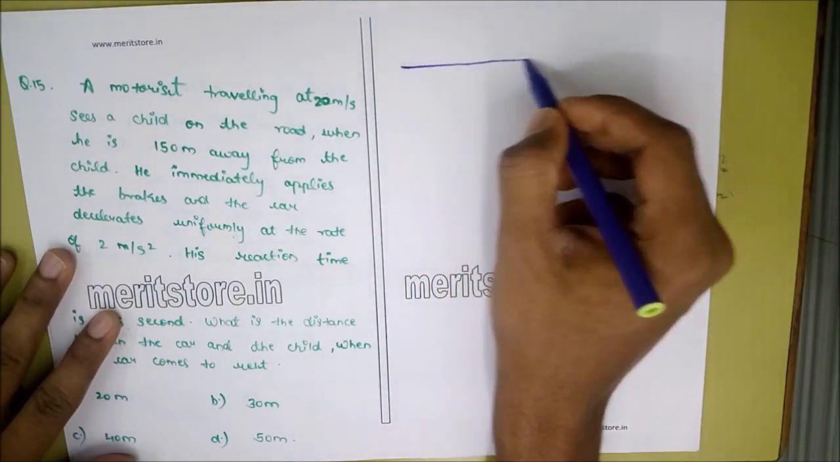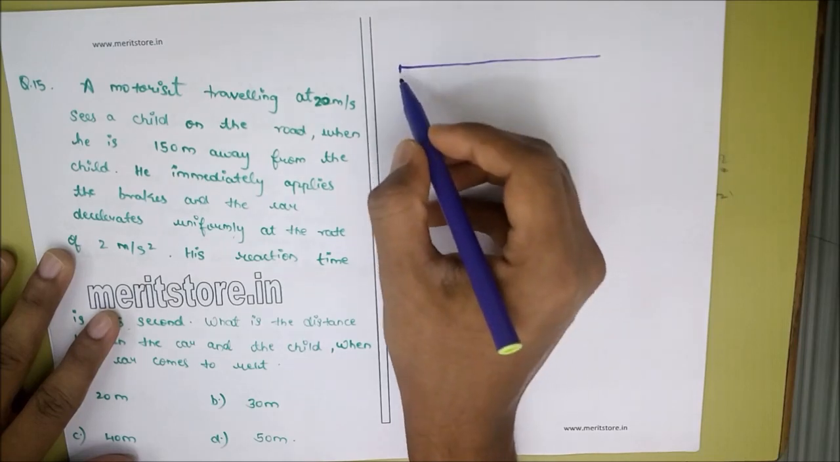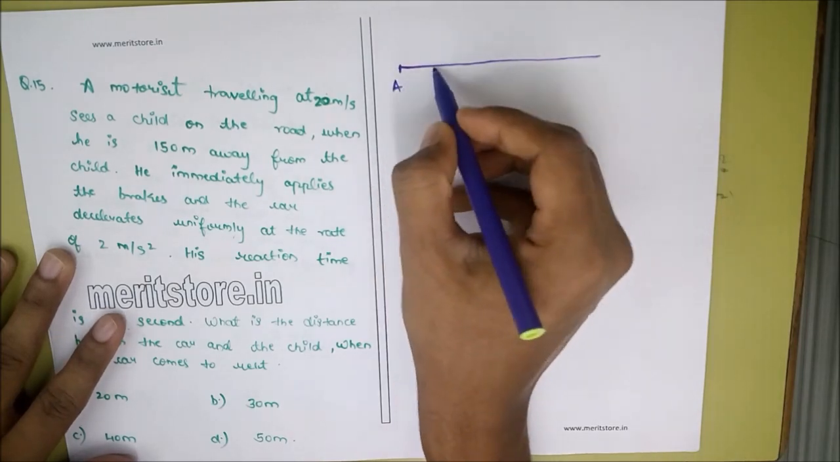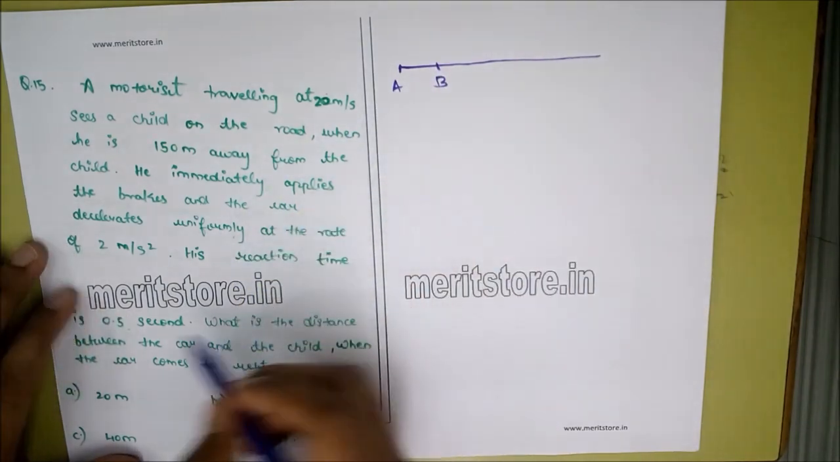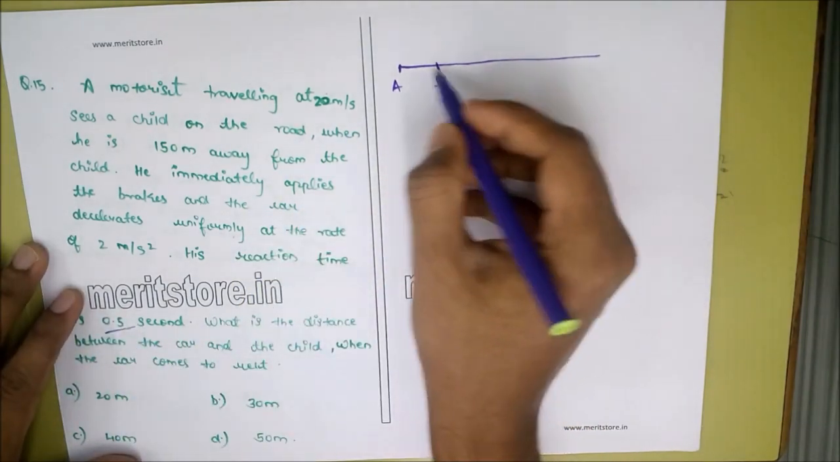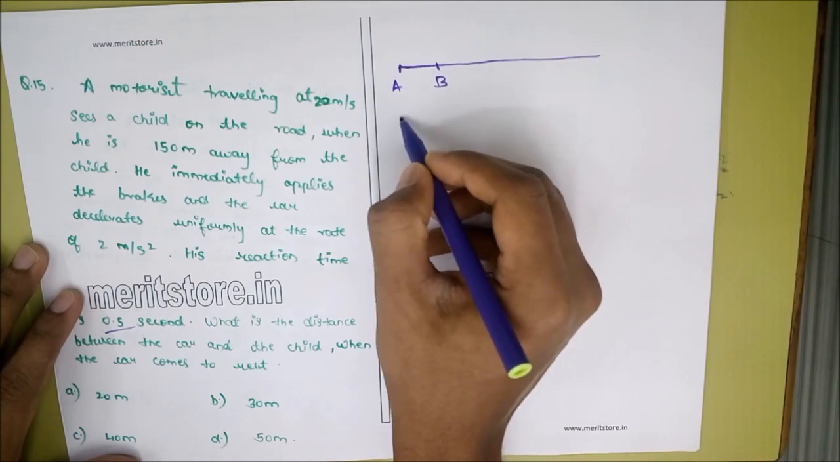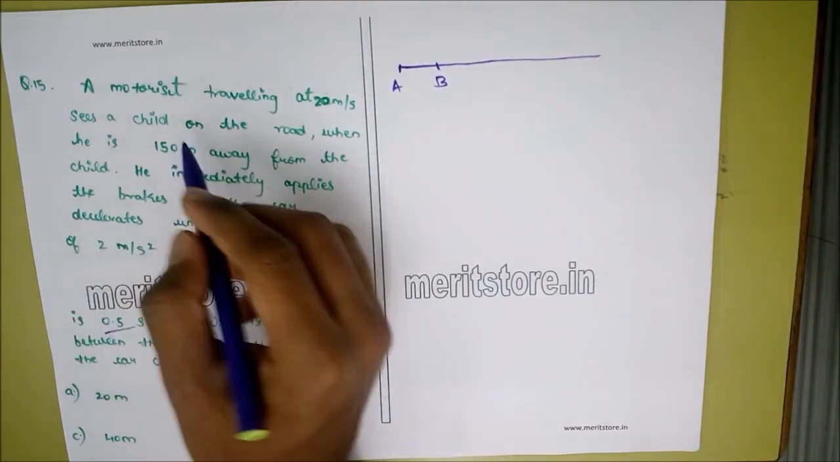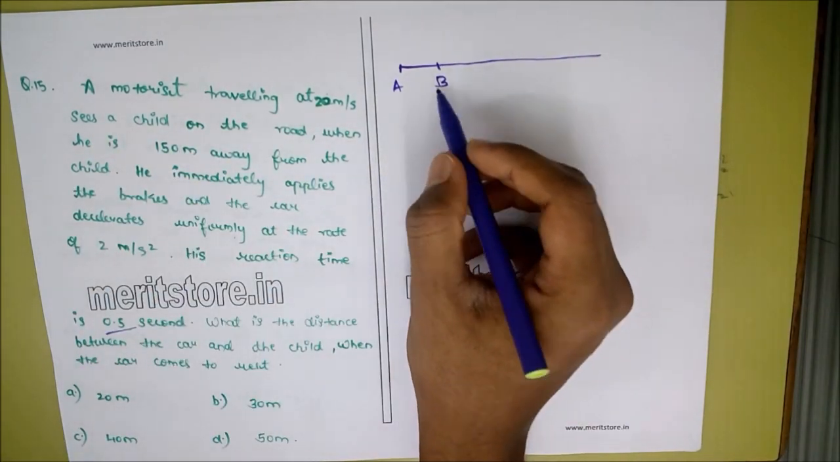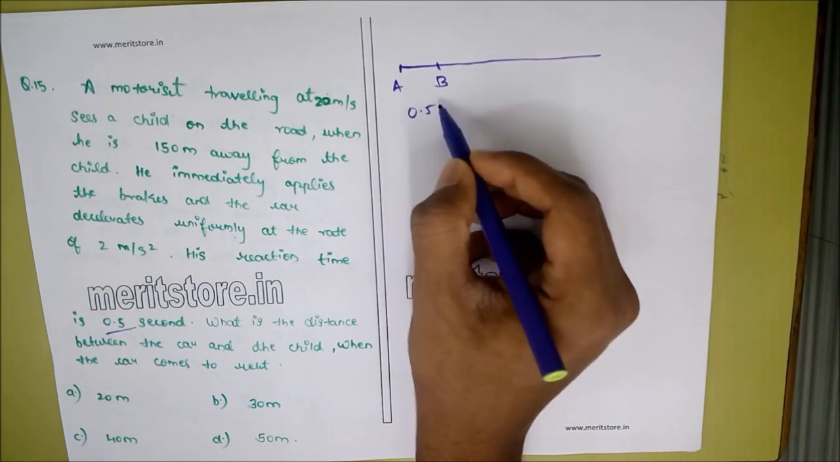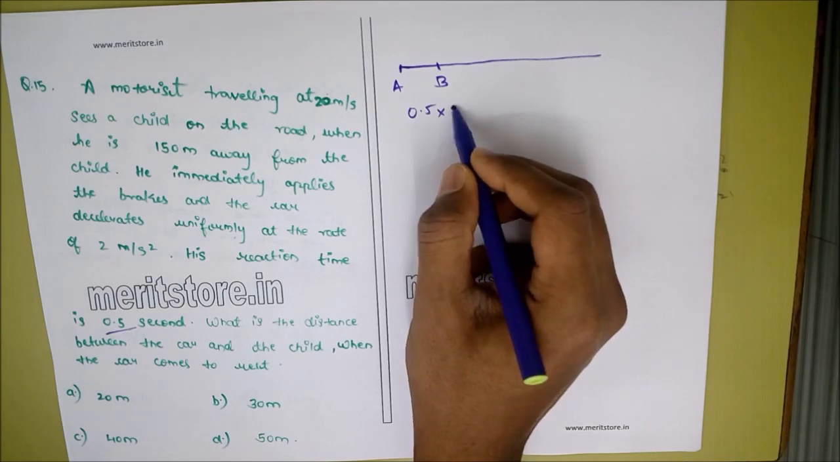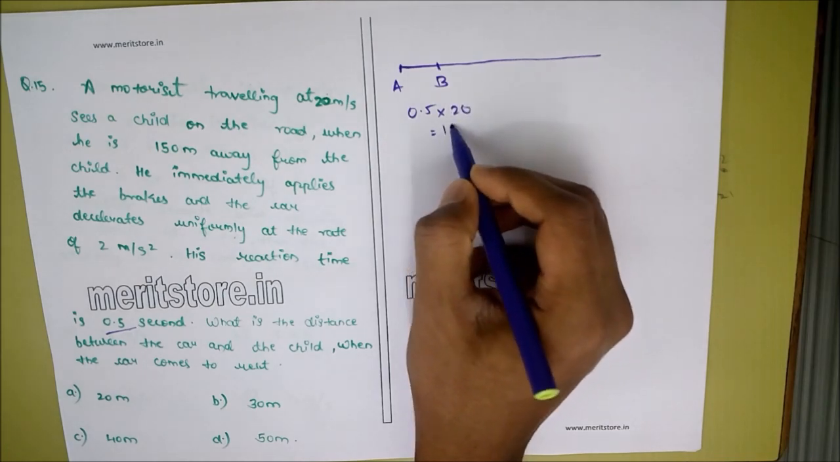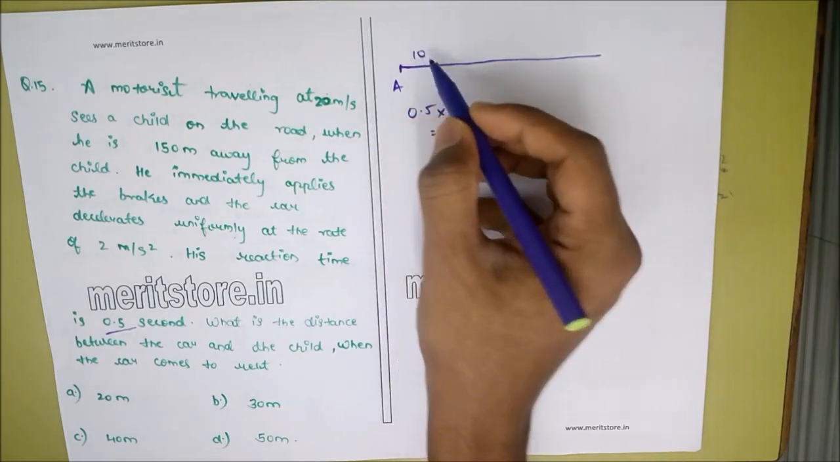Let's draw the sum. Initially the motorist is at point A, and let B be the point after 0.5 seconds, which is his reaction time. So the distance AB is given, since the car is at a uniform speed, by the distance traveled in 0.5 seconds, 0.5 times 20, which is nothing but 10 meters. So distance AB is 10 meters.